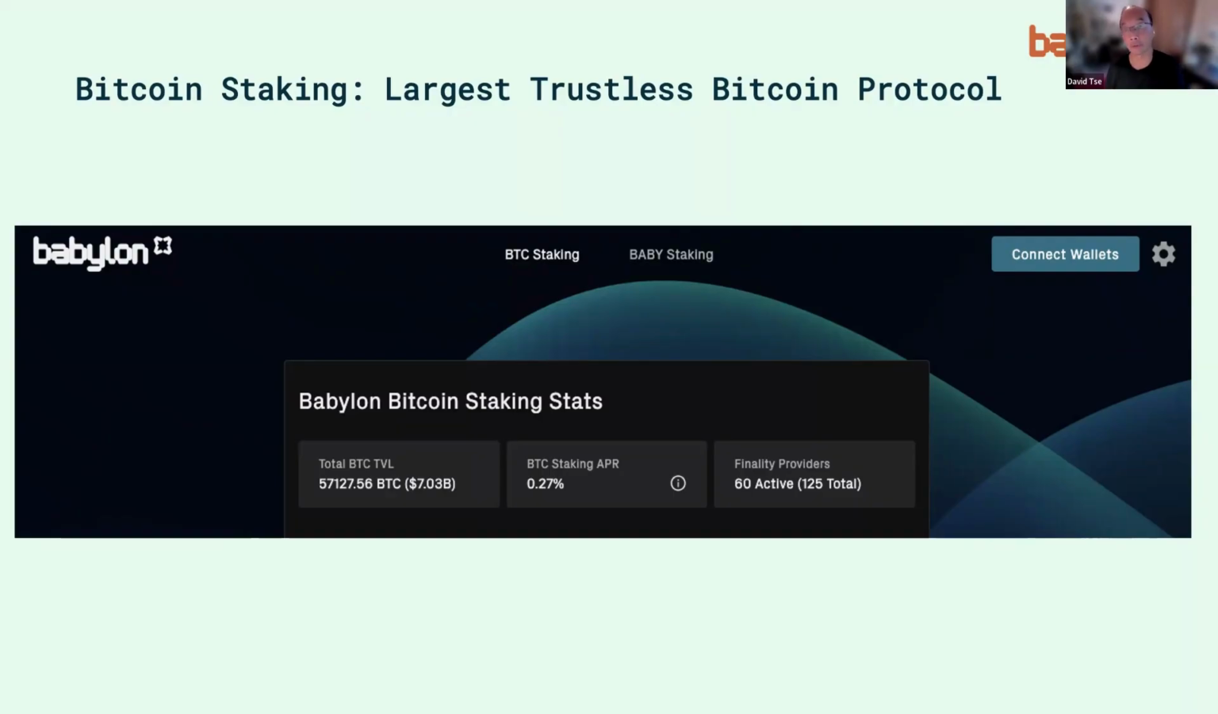Just as a comparison, one of the earliest protocols built on Bitcoin is called Lightning. I'm quite sure people here are familiar with Lightning. I don't know what the TVL is today, but it's typically on the order of 1 billion. So this is 7 times the TVL of Lightning.